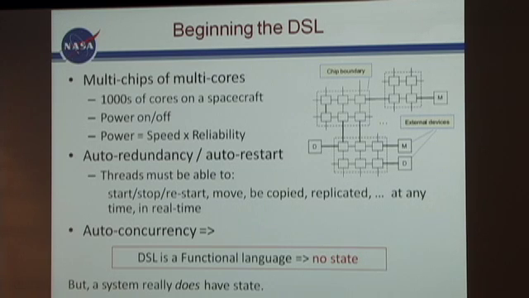So that's the kind of thing that we want to do in this machine. We also want to be able to start and stop and move and copy functions and run them at any time because things may fail. You may send a computation off to some core and not get a response back.